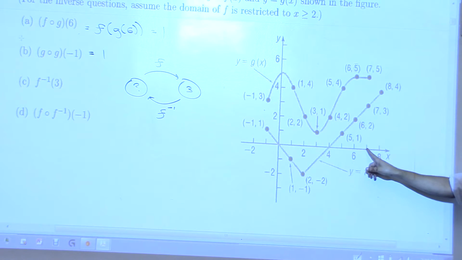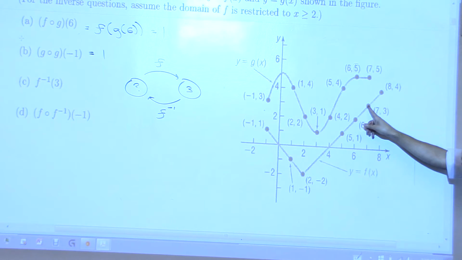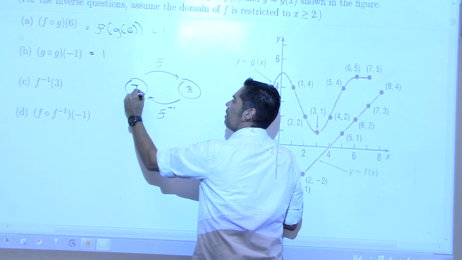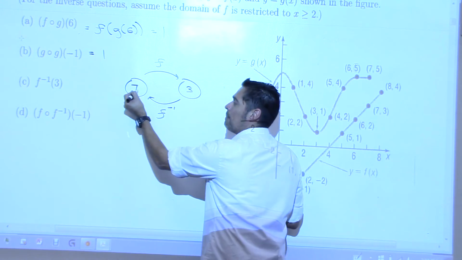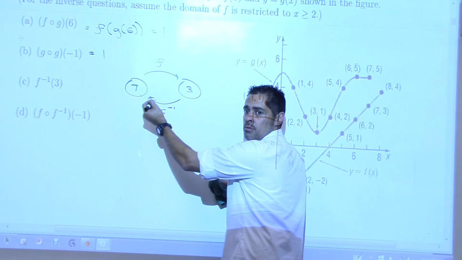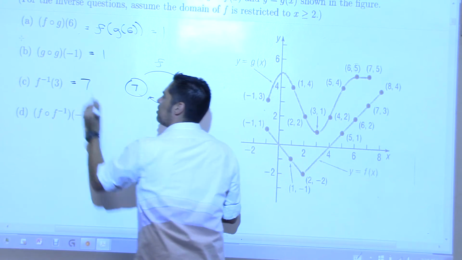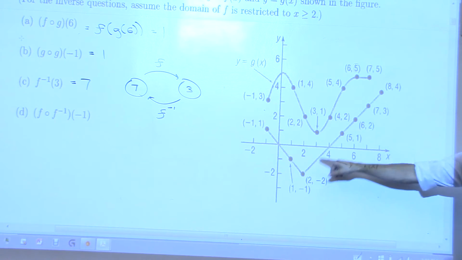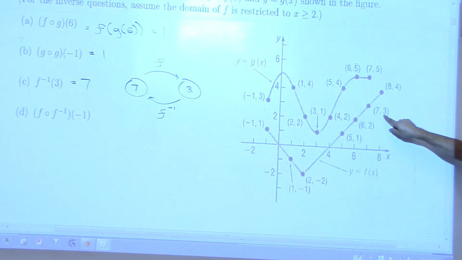If I plug in 7 to f, it spits back 3. So that means this comes from 7, doesn't it? So going back, 3 should go back to 7. So this should be 7. It's just backwards. It's asking you to look for the ordered pair on here where the y coordinate was 3 on f, and then spit back the x answer. No?